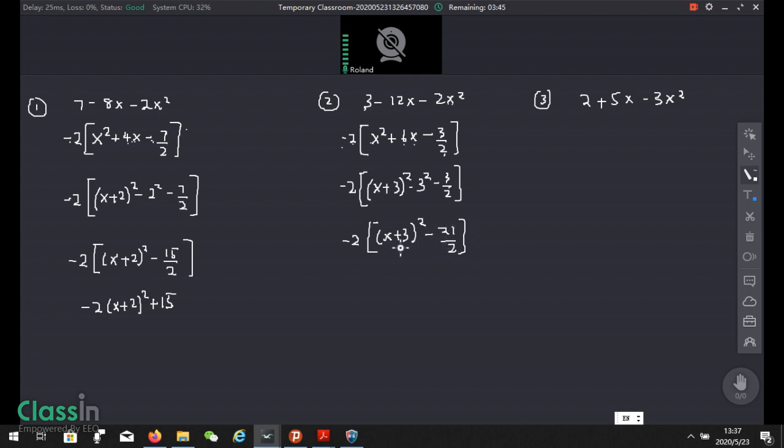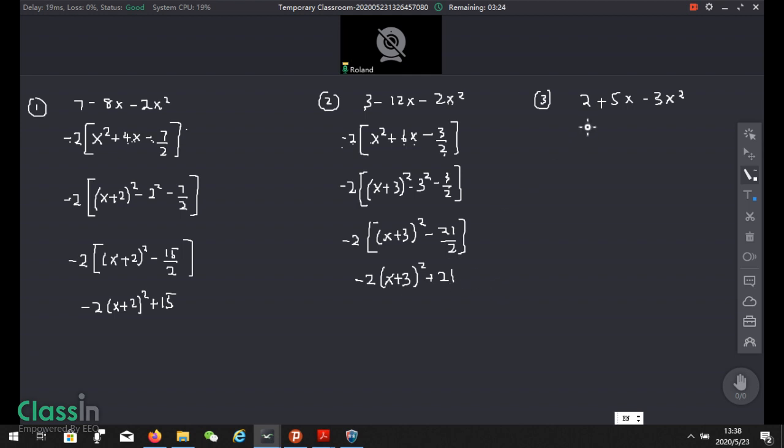Now we can open the bracket. If we multiply negative 2 by x plus 3 all squared, we have negative 2 times x plus 3 all squared. If we multiply negative 2 by negative 21 over 2, that gives us positive 21.